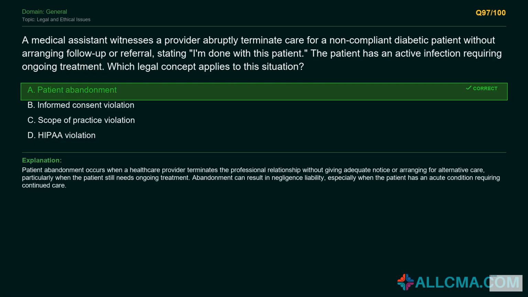The correct answer is A. Patient abandonment occurs when a healthcare provider terminates the professional relationship without giving adequate notice or arranging for alternative care, particularly when the patient still needs ongoing treatment. Abandonment can result in negligence liability, especially when the patient has an acute condition requiring continued care.